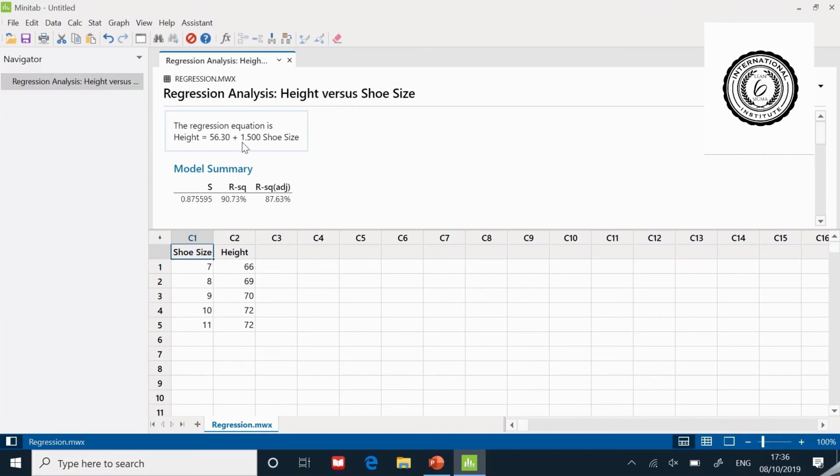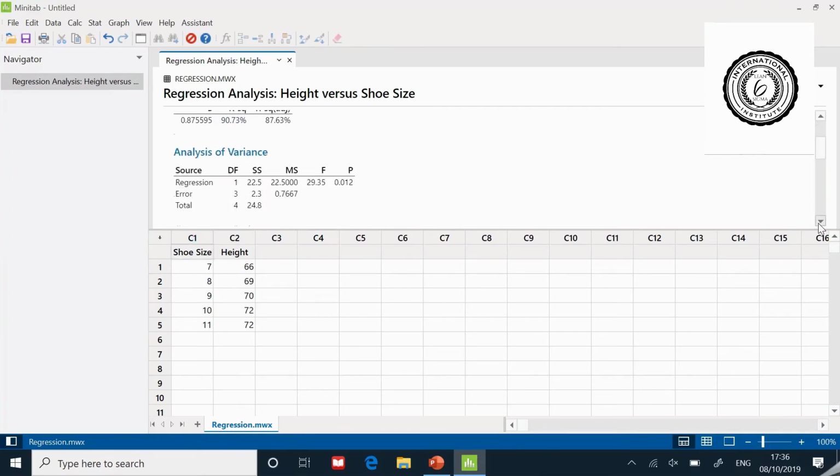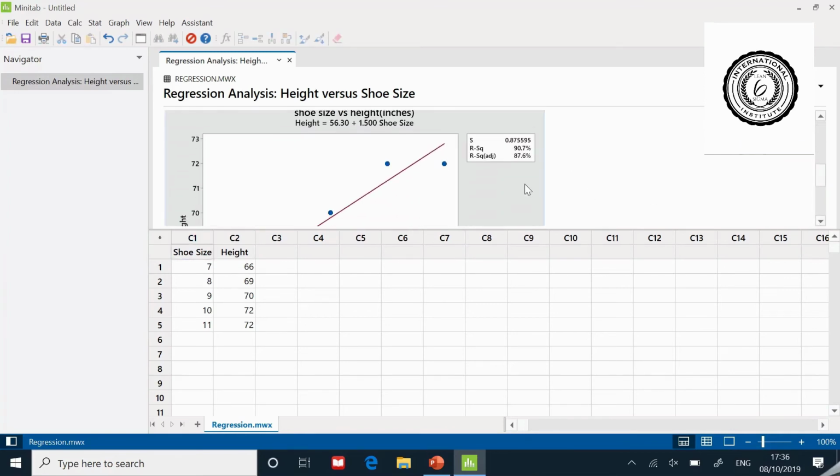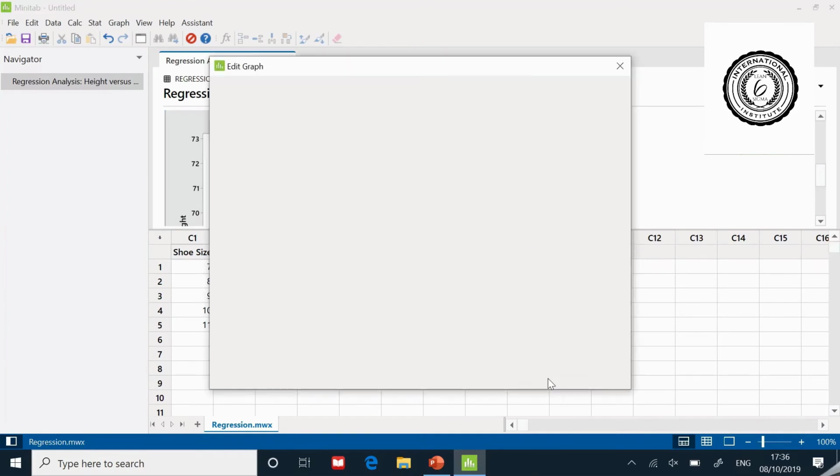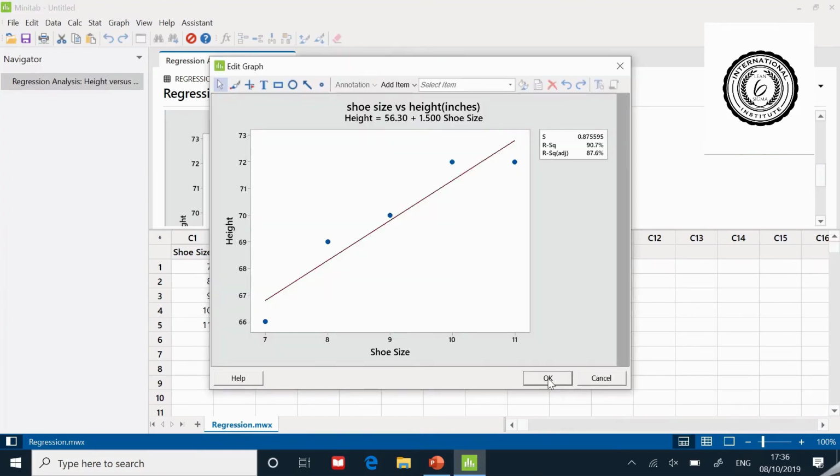So you can see it immediately gives me some information. It gives me the equation there: height equals 56.3 plus 1.5 shoe size. It tells me the R squared is 90.73, which is excellent. But if I scroll up, all of that information is nicely contained. Let's pop that out. Nicely contained in the graph.